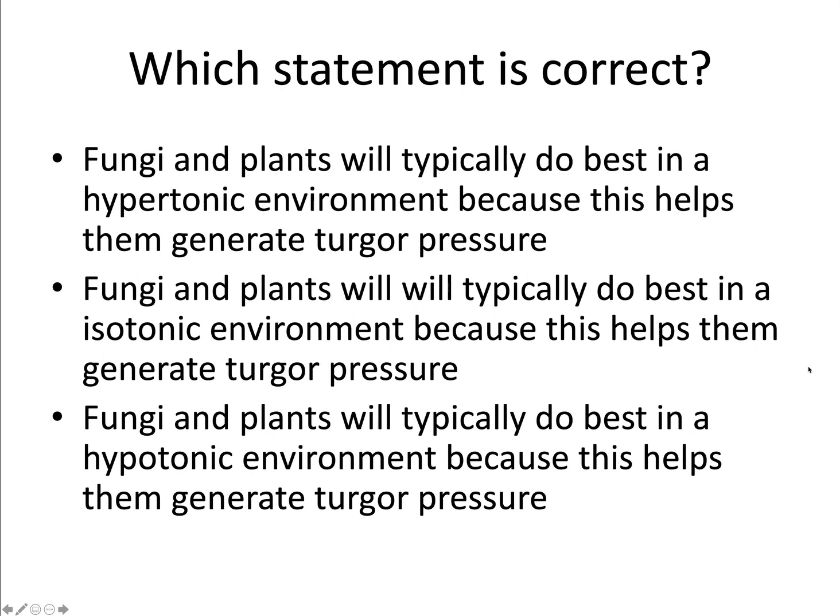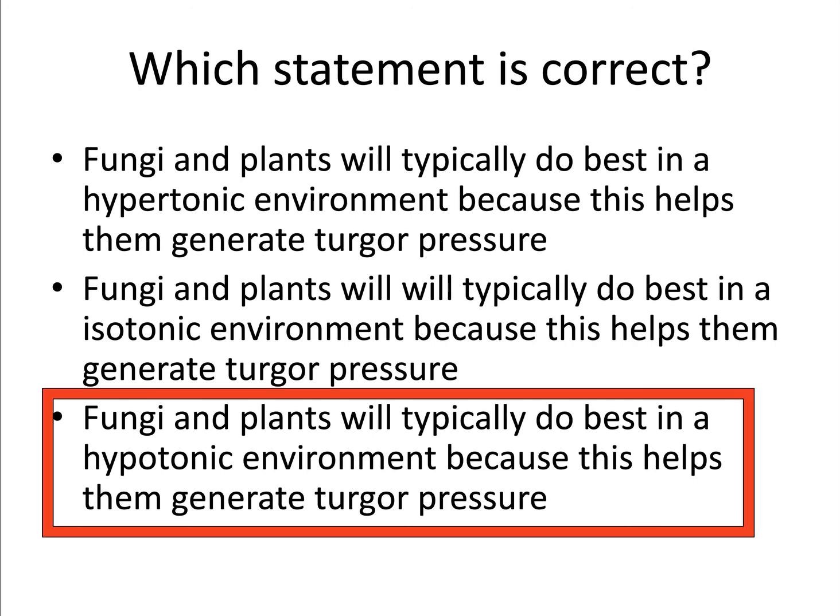Okay, which statement is correct? If you said fungi and plants will typically do best in a hypotonic environment because this helps us generate turgor pressure, that is the correct answer. If this is not making sense to you, please review the previous slide.